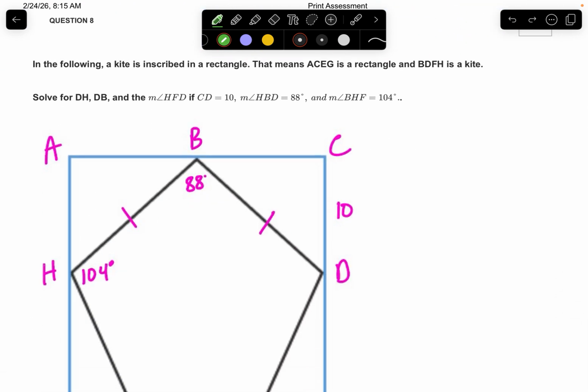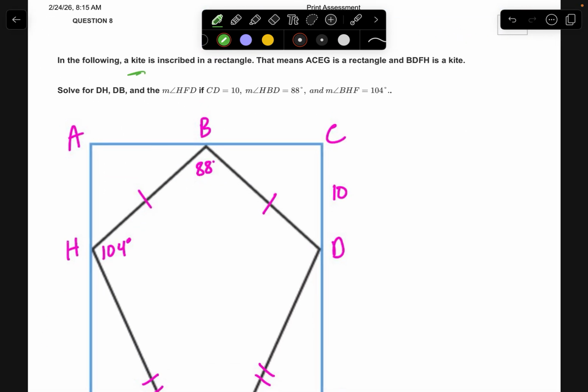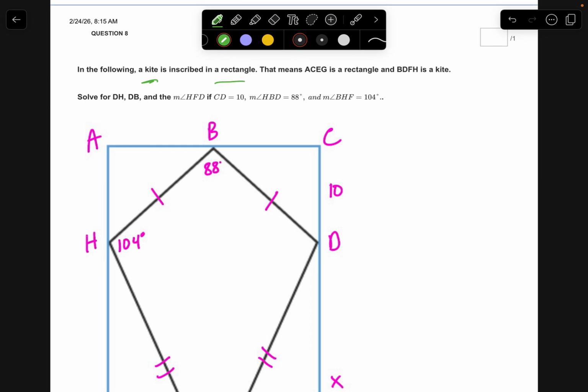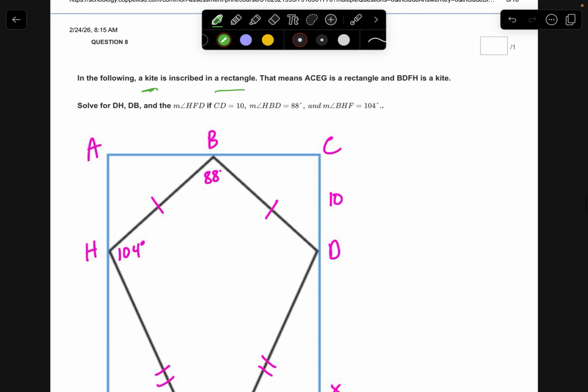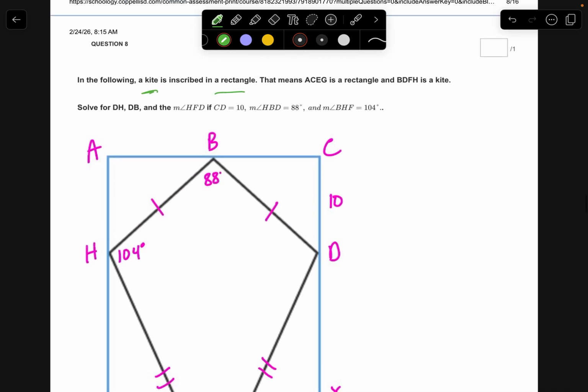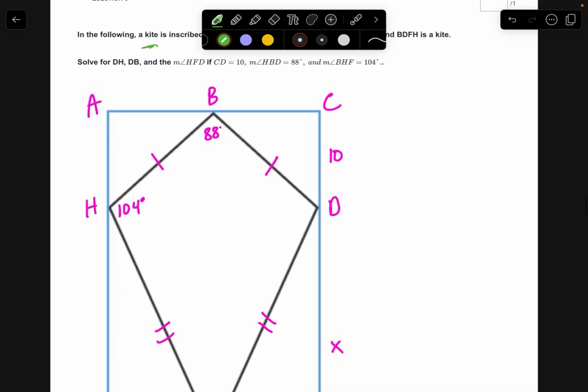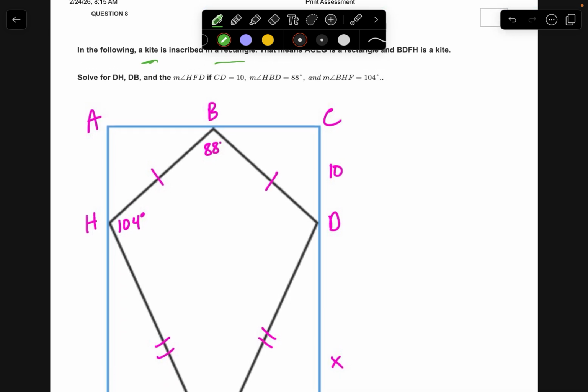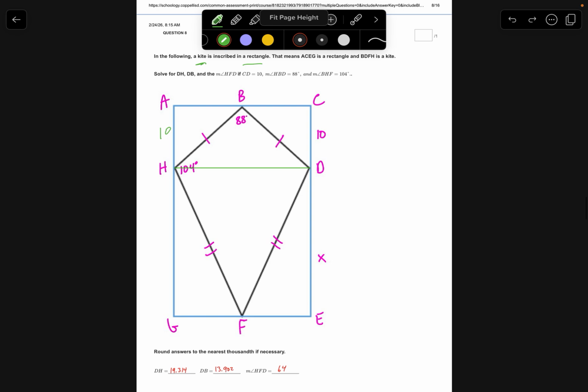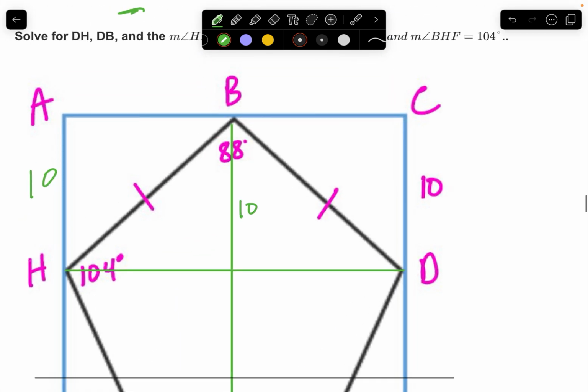In the following, we have a kite inscribed in a rectangle. So the outside shape is a rectangle and the inside shape is a kite. Solve for all that. If CD equals 10, well, if that part's 10, this is going to be 10. If I draw the diagonals, which we're going to do for sure, this would be 10.